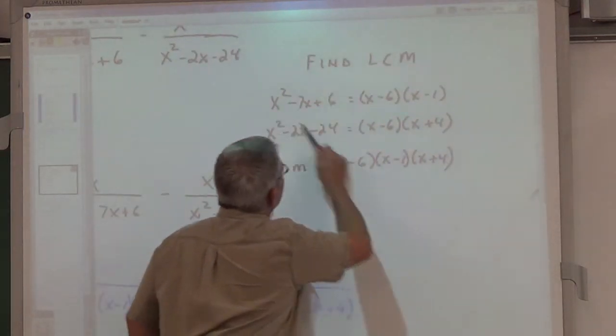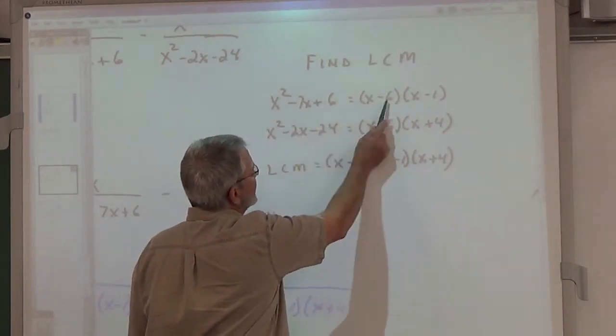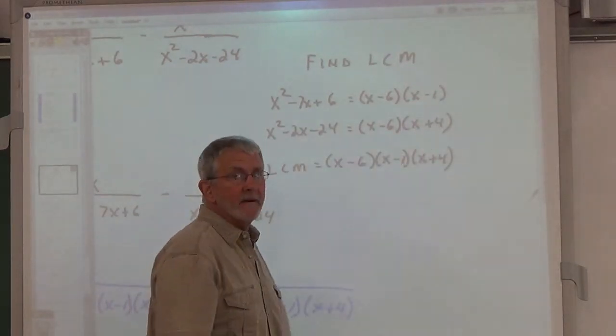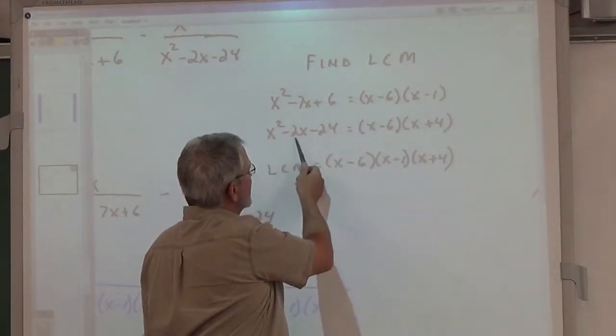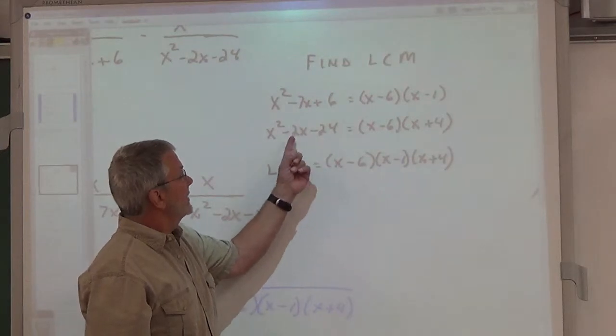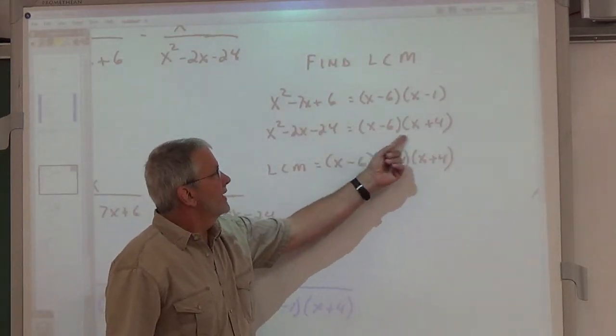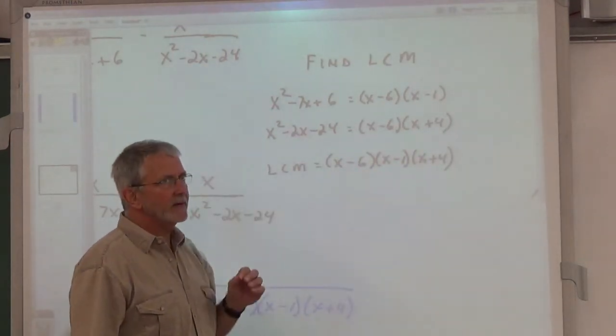Okay. I have x squared minus 7x plus 6. Two things multiplied together equals 6. They add up to -7: -6 and -1. Factorization of this. x squared minus 2x minus 24. Two things multiplied together, -24. They add up to -2, sorry. Got a little ahead of myself, sorry. -6 and +4. That's the factorization.